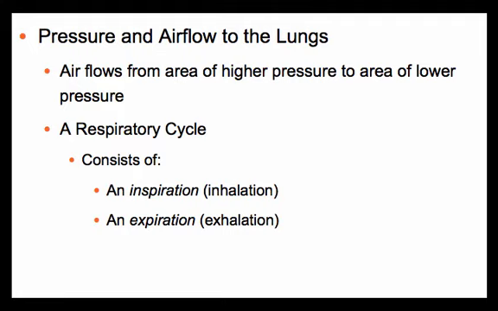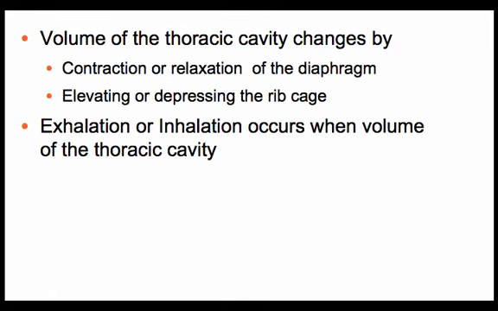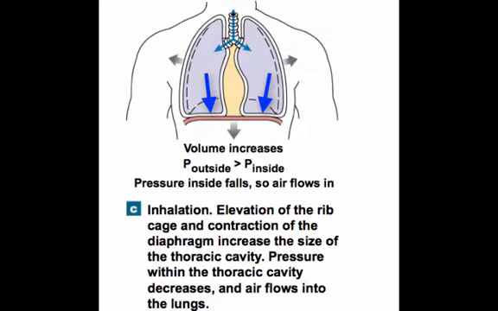Air will flow from an area of higher pressure to an area of lower pressure. The movement of air from high pressure to low pressure causes inspiration, or inhalation, and expiration, or exhalation. When the volume of the thoracic cavity changes by contraction or relaxation of the diaphragm and elevating or depressing the rib cage, inspiration or exhalation will occur. For example, when the diaphragm contracts, it depresses, increasing the volume of the thoracic cavity. As the volume increases in the thoracic cavity, the pressure decreases. And as the pressure in the thoracic cavity decreases below the pressure in the atmosphere, air will move in from the atmosphere and into the lungs.